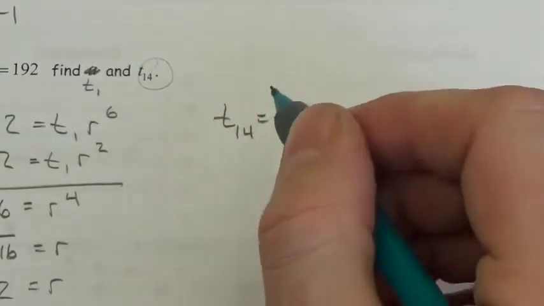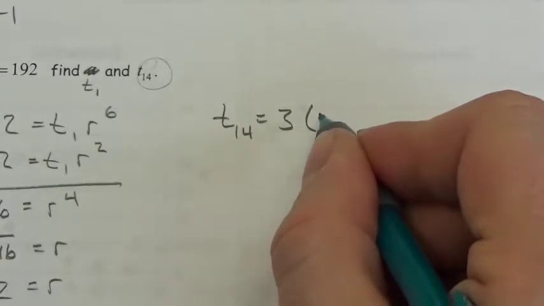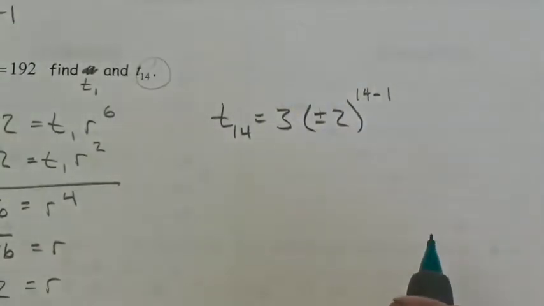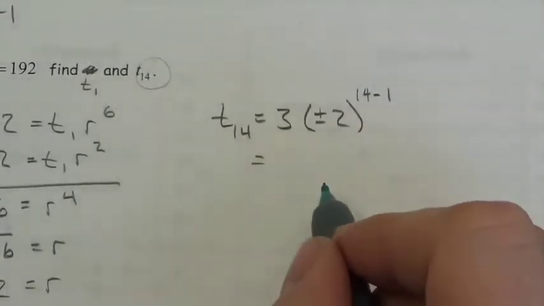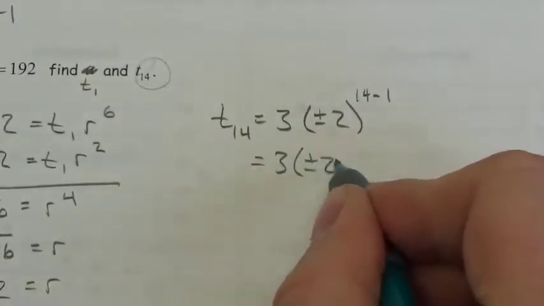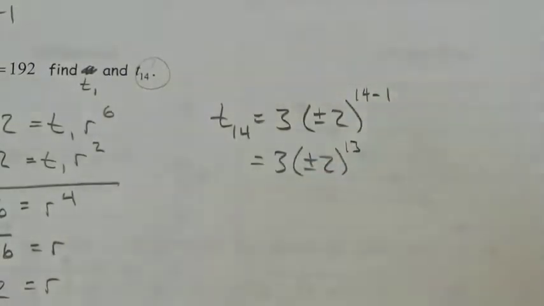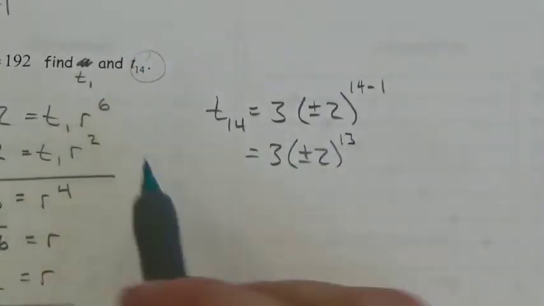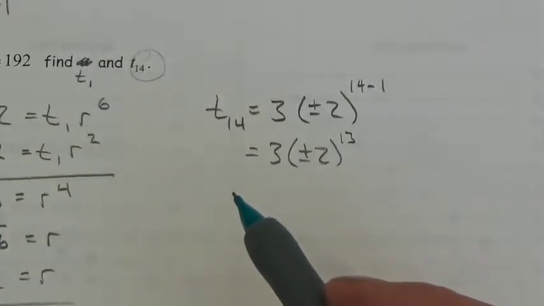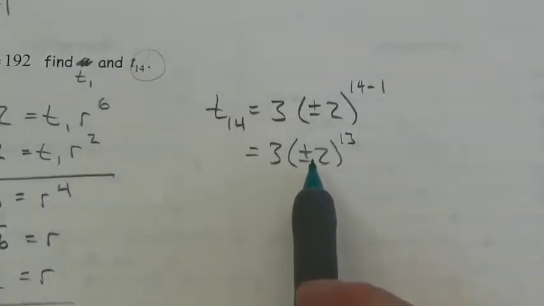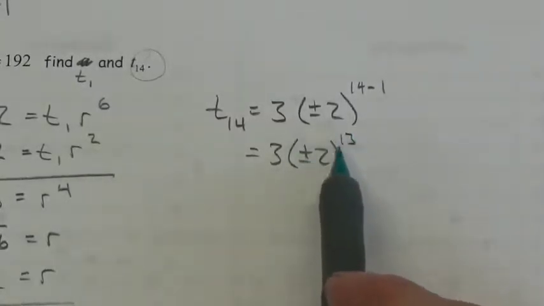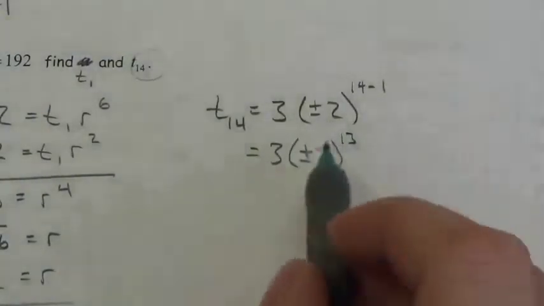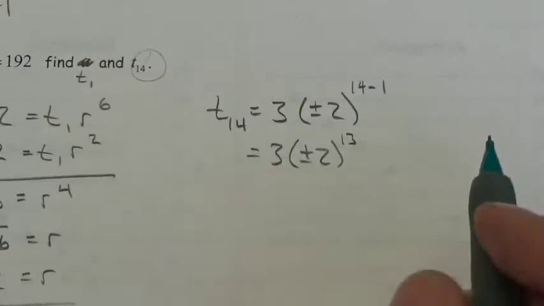Now, T14 is going to be the first term multiplied by r, now plus or minus 2, I don't know, to the 14 minus 1. Now, that's going to be 3 multiplied by positive or negative 2 to the 13. I want you to think about this. There's a reason why we're asking for the 14th term. Because if you've done this right here, you'll notice that there are two possible values to this. Because we're taking positive or negative 2 to the 13, that 13 is going to keep the negative if the negative's there. And if it's not there, then it'll just be positive anyway. But that 13 is going to leave that negative behind if we use it.